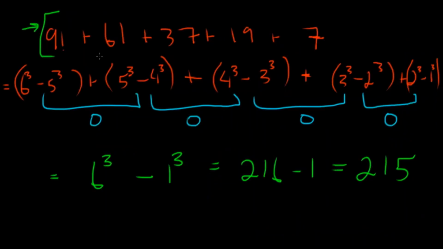So I jump back. 91 plus 61 plus 37 plus 19 plus 7, we are summing a quadratic. This may be useful to us if we want to sum up consecutive perfect squares, which are quadratic in nature. So let's do this thing. I'm going to look at the difference of successive cubes of arbitrary value a.